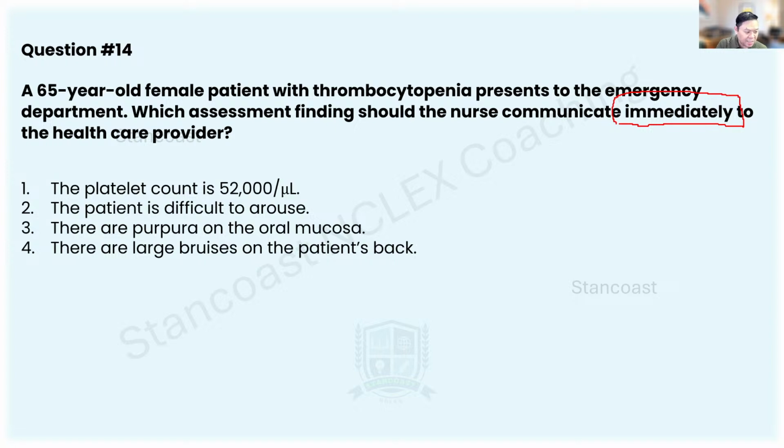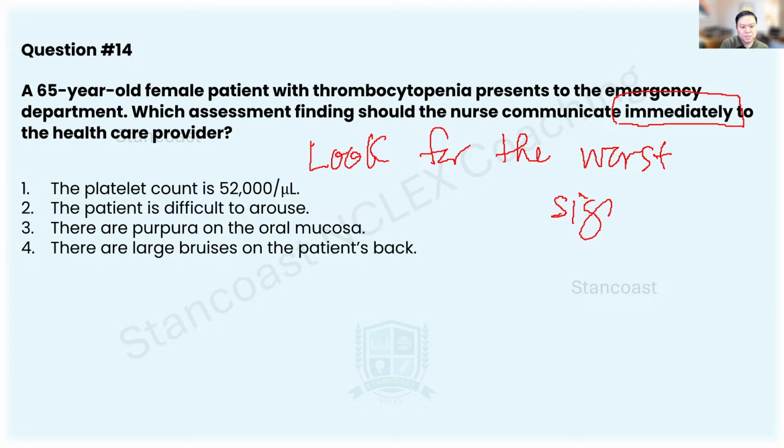I'm seeing 1, 3, 4, 1, 2, 2. So I really want you to keep an eye here. Which of the following manifestations could mean a much worse manifestation? Look for the worst sign of bleeding. This is what we are looking for.